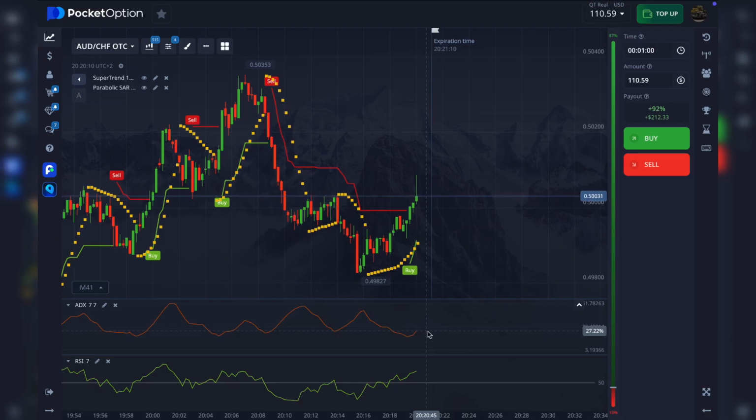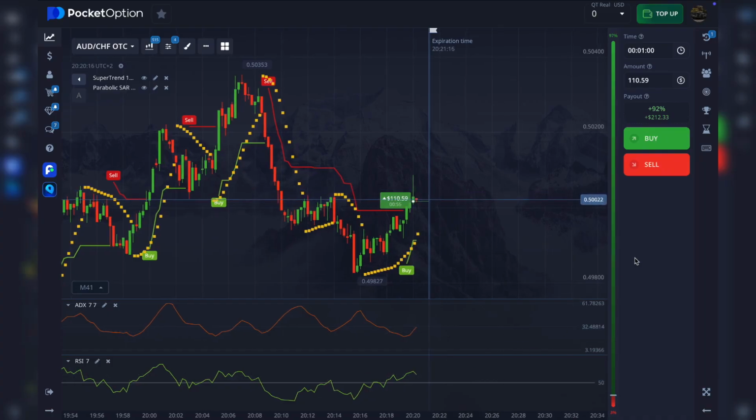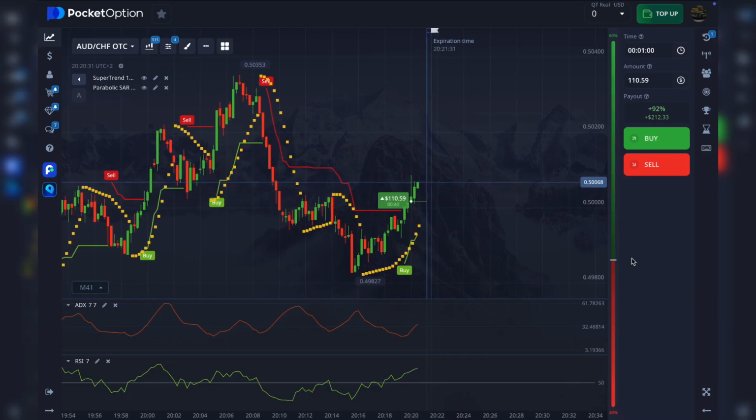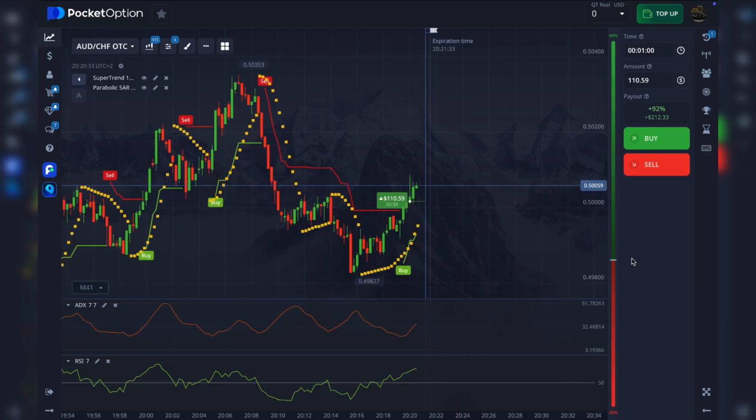Alright guys, I found a good setup to open a buy trade. As you can see, we've got a buy signal from the Supertrend indicator. That signal is confirmed by the SAR indicator. SAR is showing dots below the price right now. Next, the ADX indicator is above the 20 level, which means the current movement is starting to gain strength.